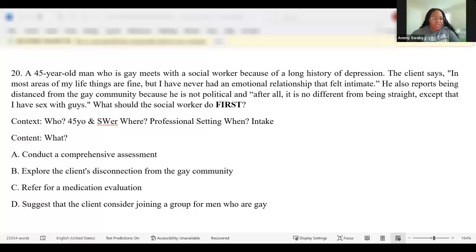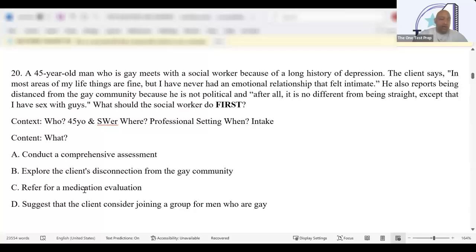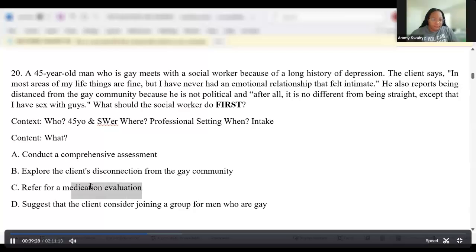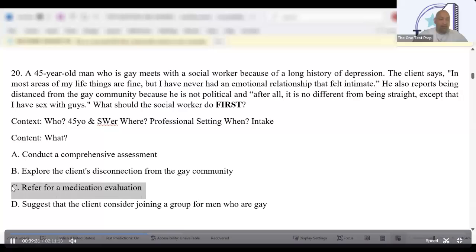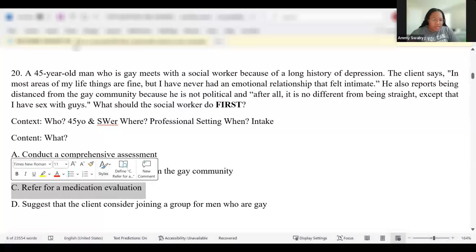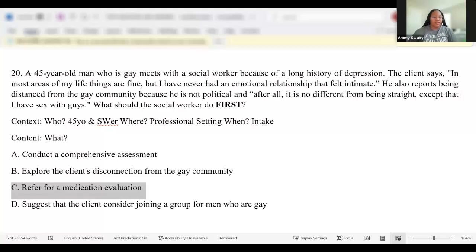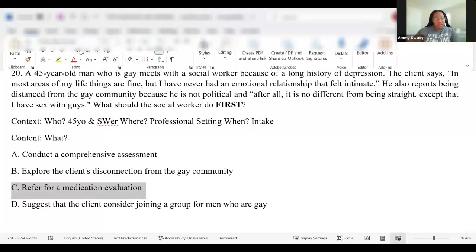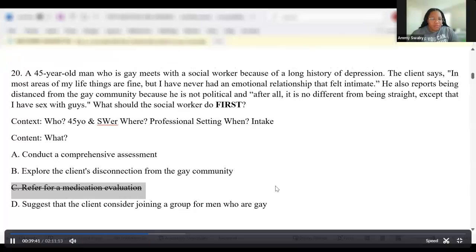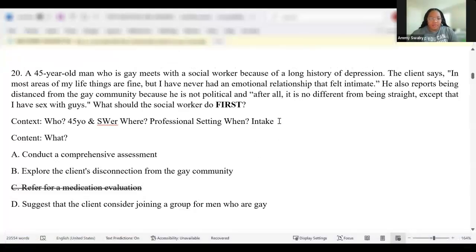If I had to eliminate one of the answer choices, I will go with C. Refer for a medical evaluation. So tell me why for you that one is a no-go. Why is that one not going to be your first action? It feels like in regards to the other answer choices that we have, it seems a little like we'd jump the gun with that one for it to be the first thing that we do.